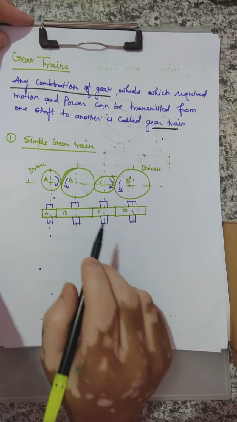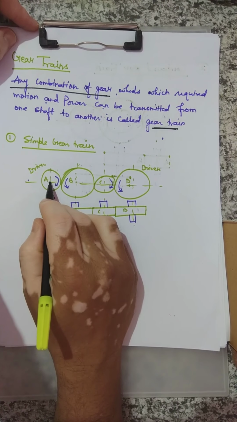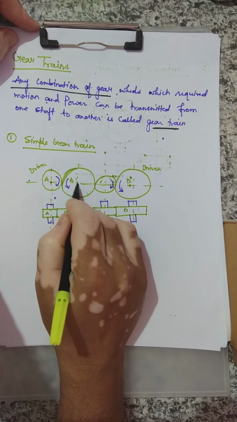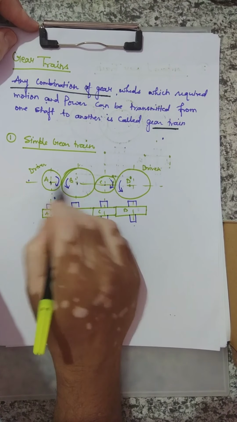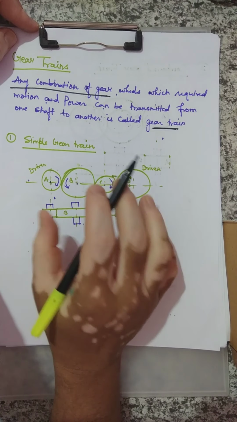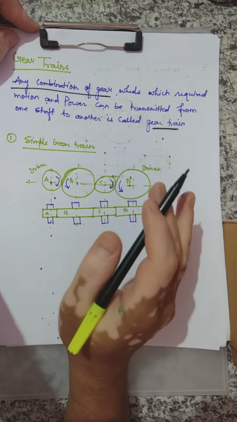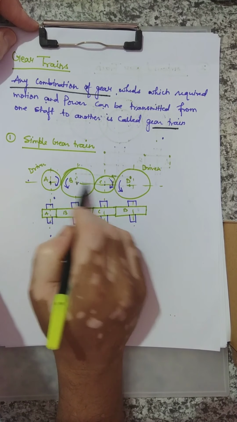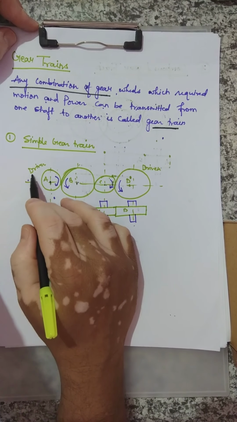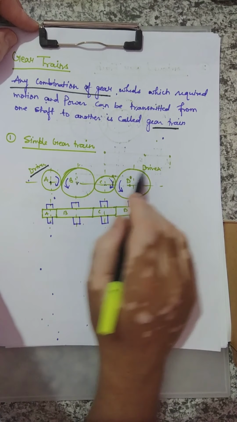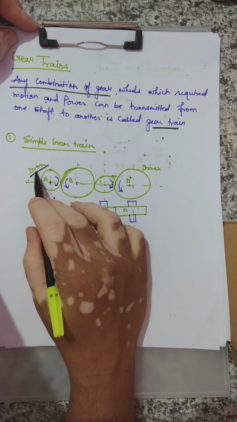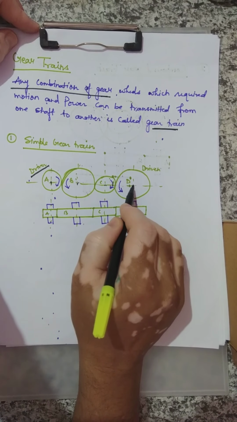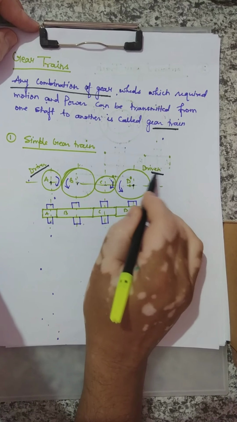Now in this series, the first is the simple gear train. This is gear A, gear B, gear C, gear D. A, B, C, D, these are the 4 gears. It is known as a simple gear train because its arrangement is very simple: wheel 1, wheel 2, wheel 3 and wheel 4. Gear A is the driver, and I have to rotate gear D, that is the driven gear.